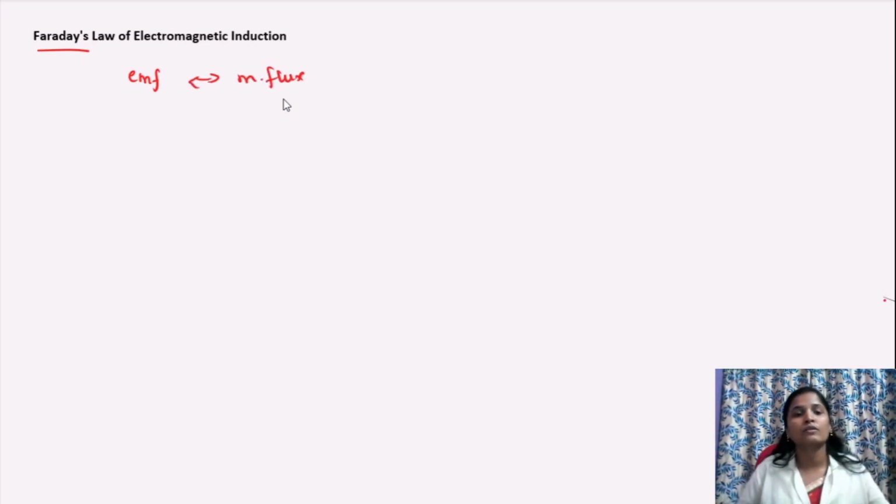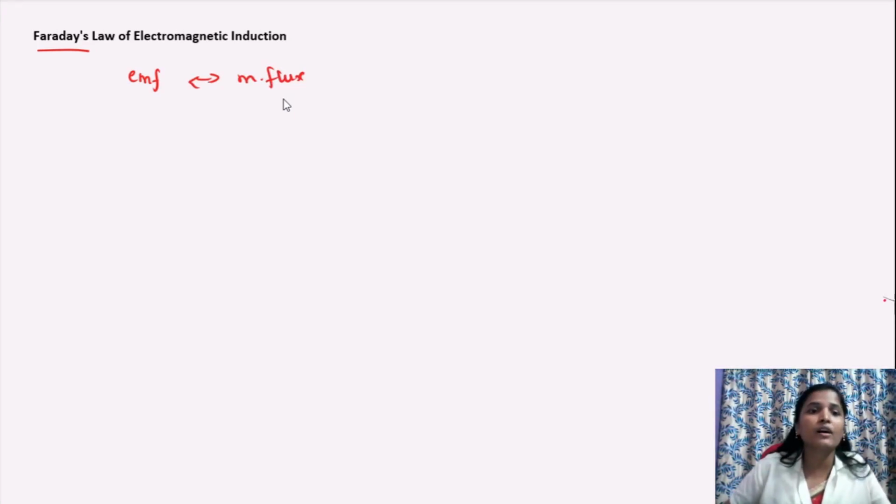Hello students, today we are going to study about Faraday's law of electromagnetic induction. So Michael Faraday discovered a concept that current is produced when magnetic flux changes. So this current produces EMF. So he related EMF with magnetic flux. So let us see it in detail.